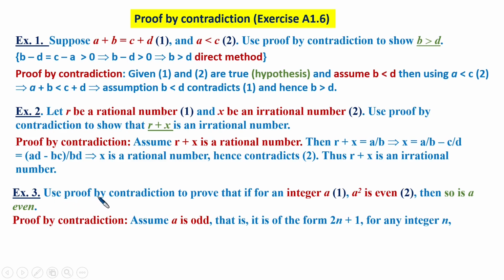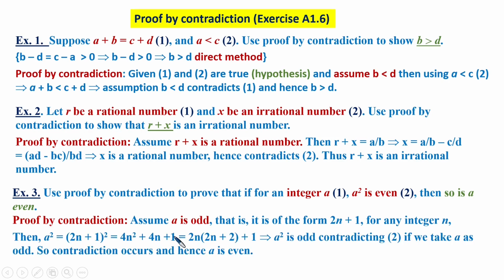Exercise 3. Use proof by contradiction to prove that if for an integer A, A square is even, then A is also even. So how do we do proof by contradiction? Here it is said that A is even, so I assume the opposite, that is, assume A is odd, that is, it is of the form 2n plus 1 for any integer n. So A square will be 2n plus 1 the whole square. If I expand it and rearrange it, I get this.